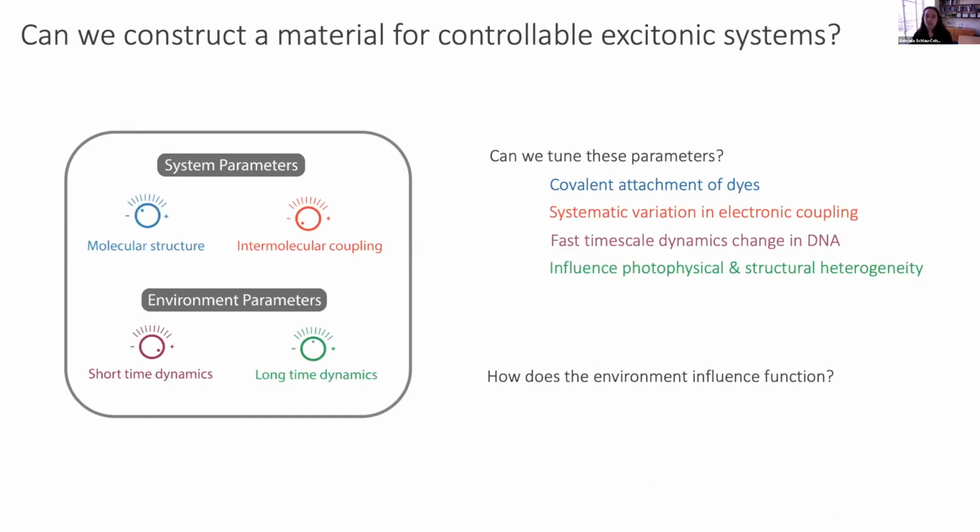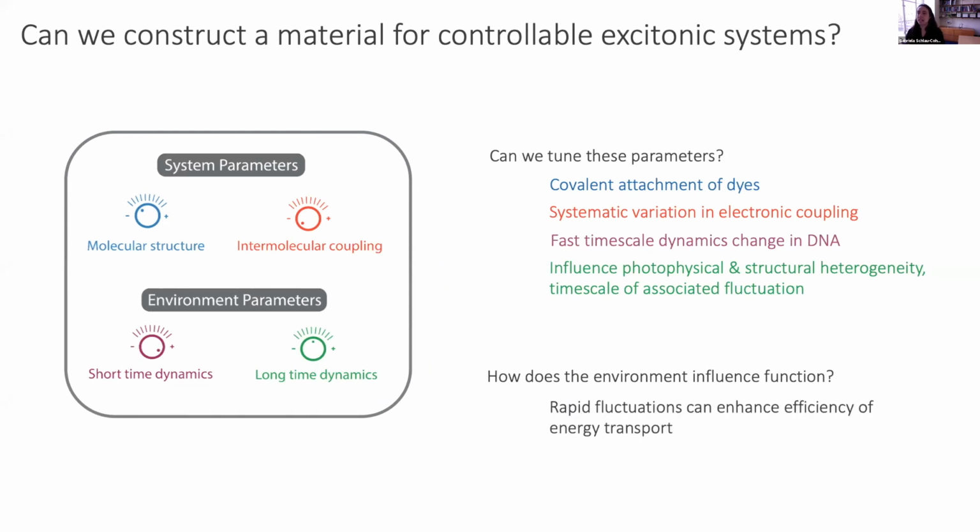And so in thinking about this question, tuning these parameters, we were able to see that the long timescale photophysical and structural heterogeneity was present. And not just that there were differences in the structural heterogeneity, but there were differences in the timescale of the fluctuations associated with that structural heterogeneity. And that difference in time scale was actually what was able to cause a 20% difference in the efficiency of energy transport. And that the case of rapid fluctuations actually enhanced that efficiency of energy transfer.